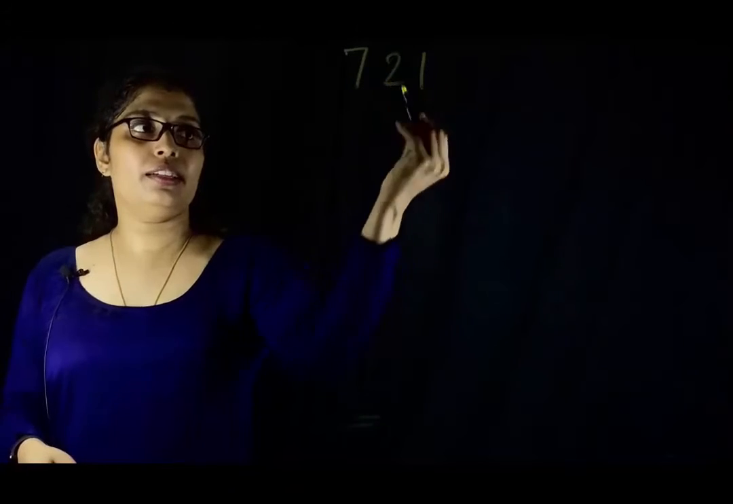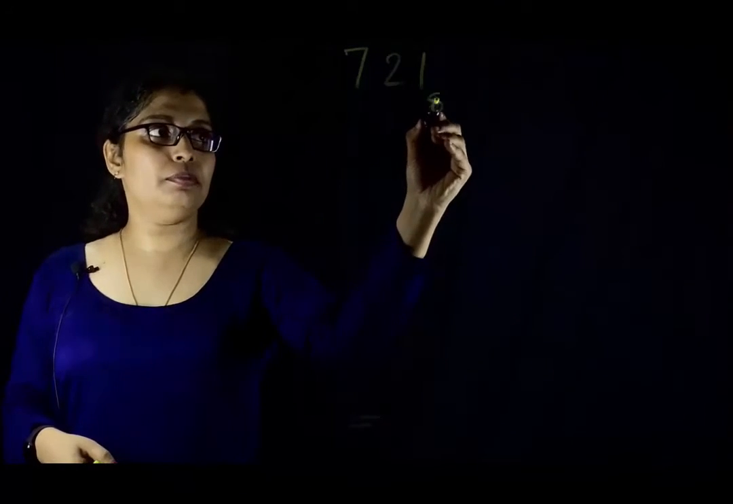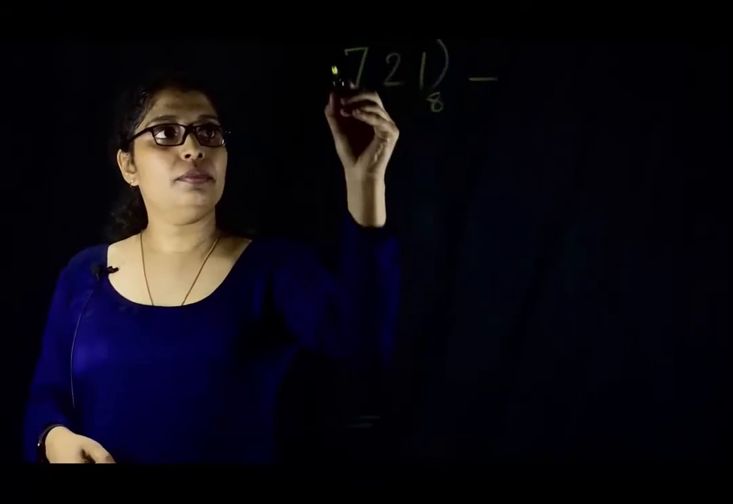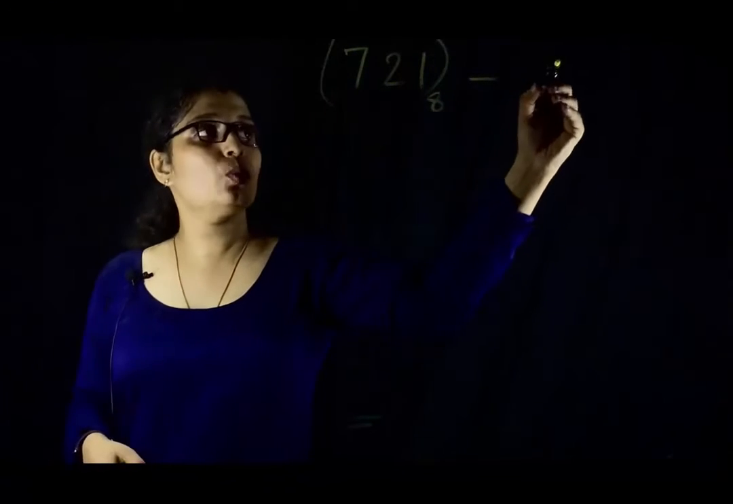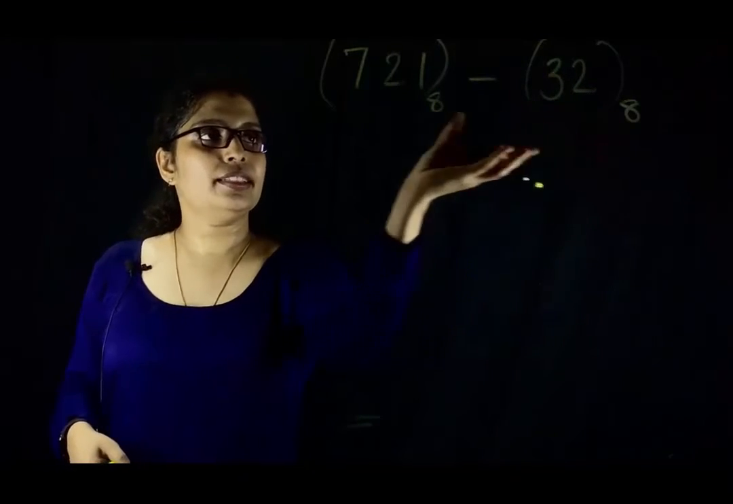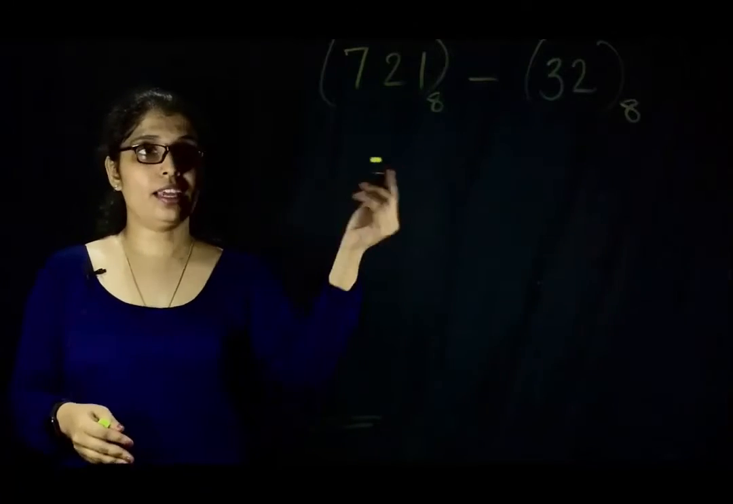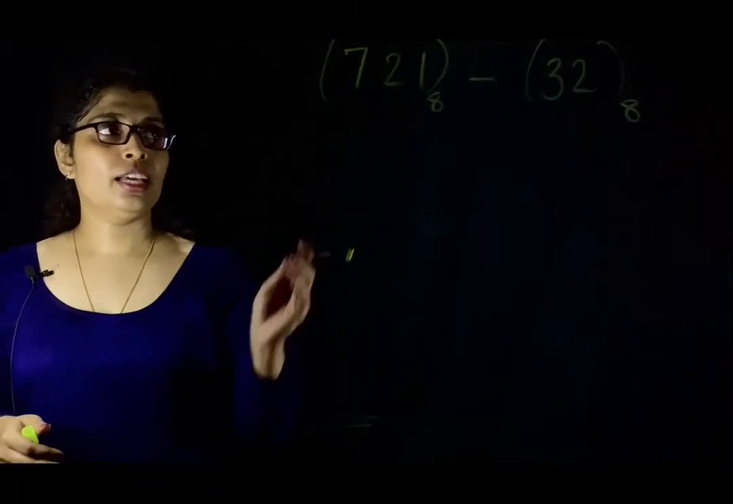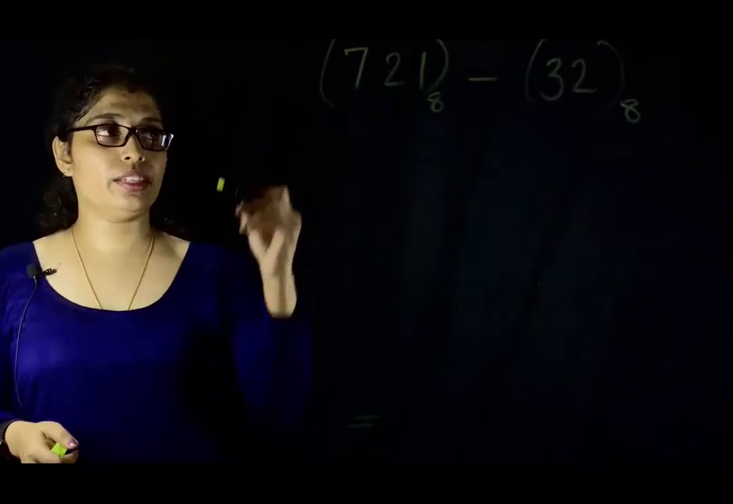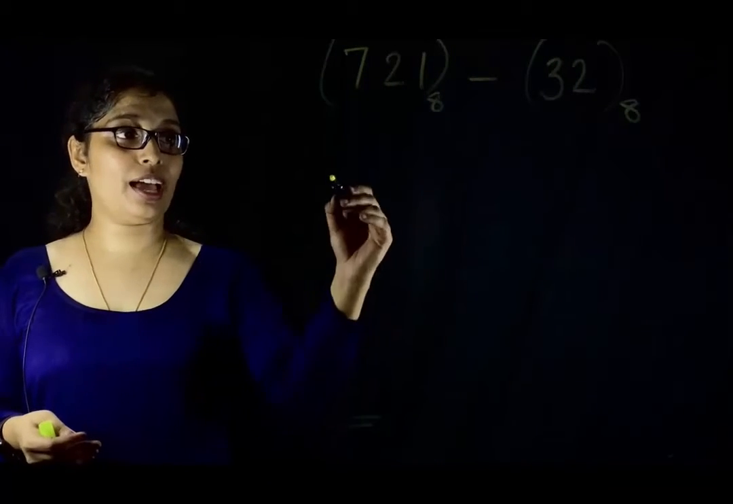Next is about subtraction in the octal system. Subtract this number which is in base 8, this 3 2 in base 8, from this 7 2 1. But these numbers are not in decimal, they are in the octal system. So this is again a university question. How to perform this octal subtraction directly?